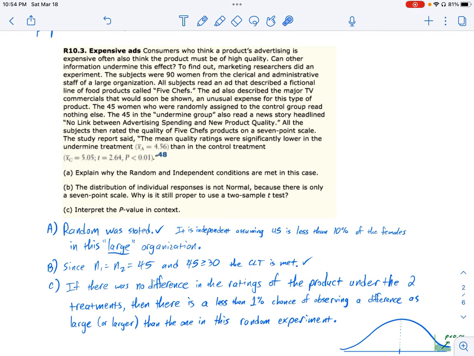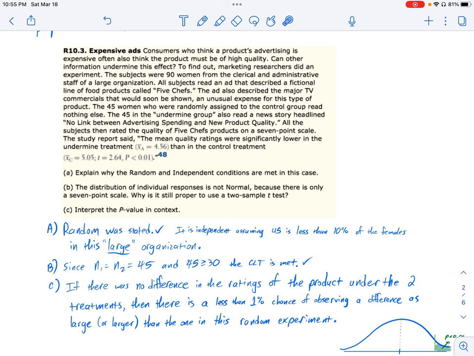The subjects were 90 women from the clerical and administrative staff of a large organization. They all read an ad that described a fictional line of food products called Five Chefs. The ad also described the major TV commercials that would soon be shown, an unusual expense for this type of product. The 45 women who were randomly assigned to the control group read nothing else, and the 45 women in the undermine group also read a news story headline, "No link between advertising spending and new product quality." All the subjects then rated the quality of the Five Chefs products.